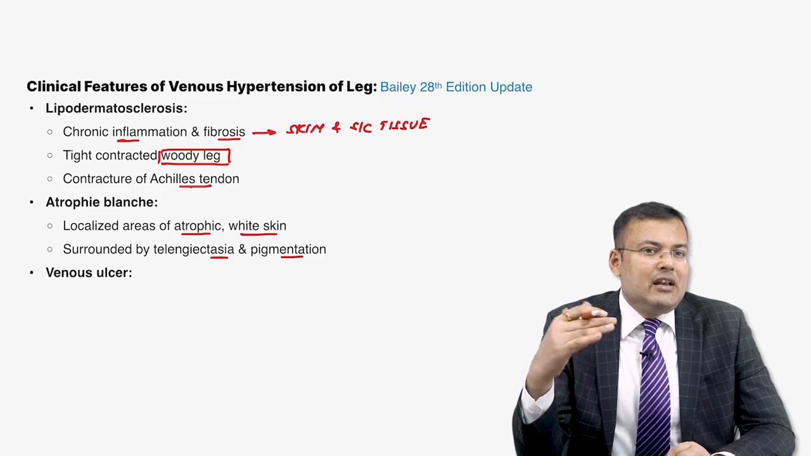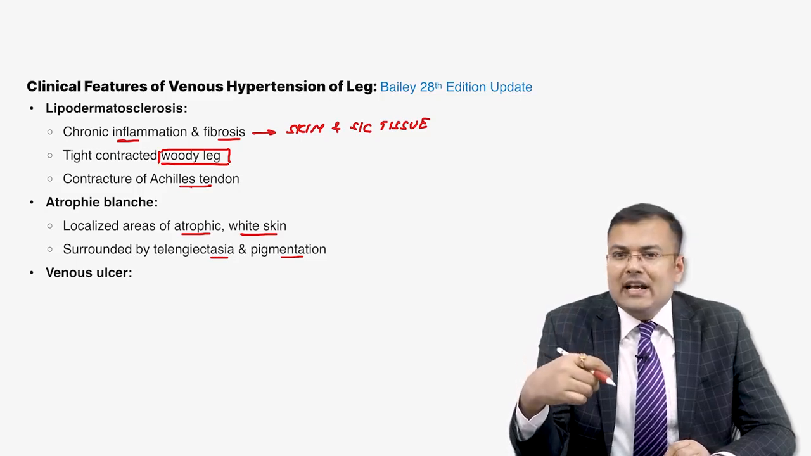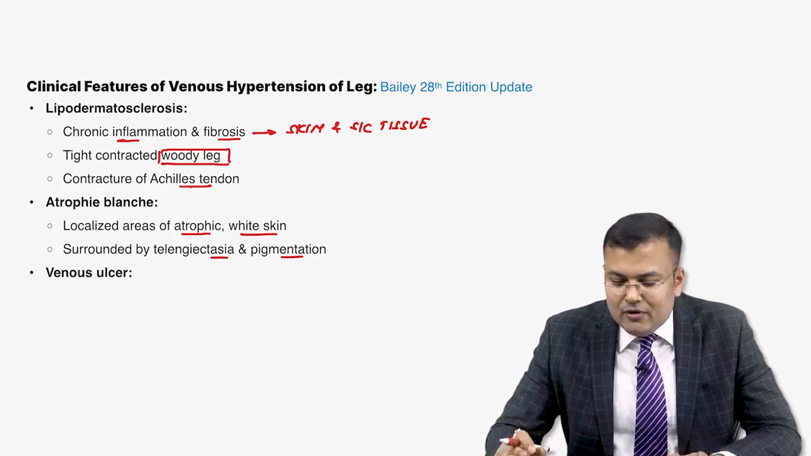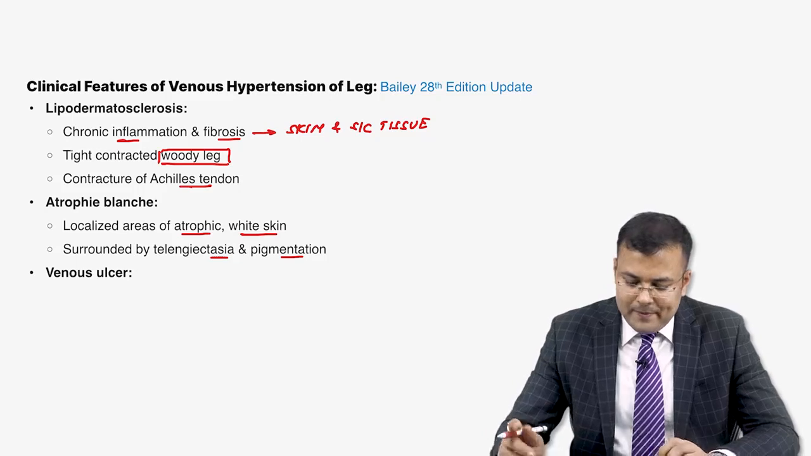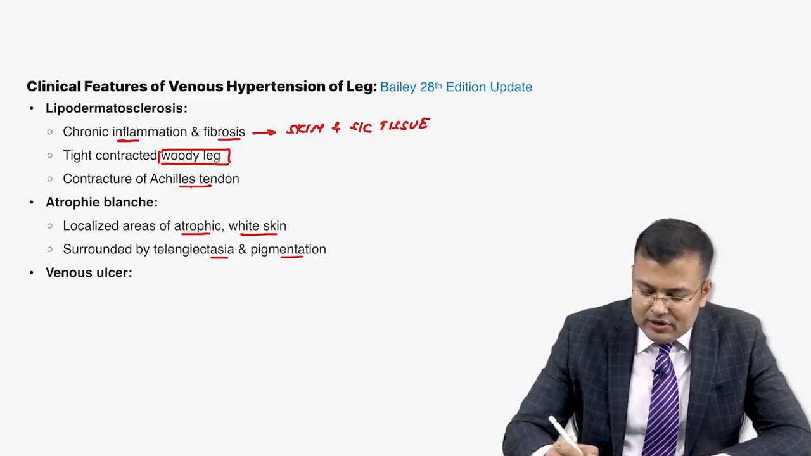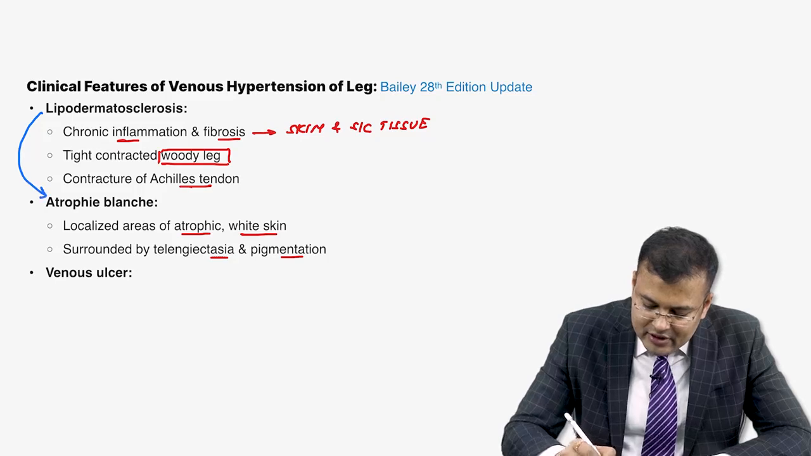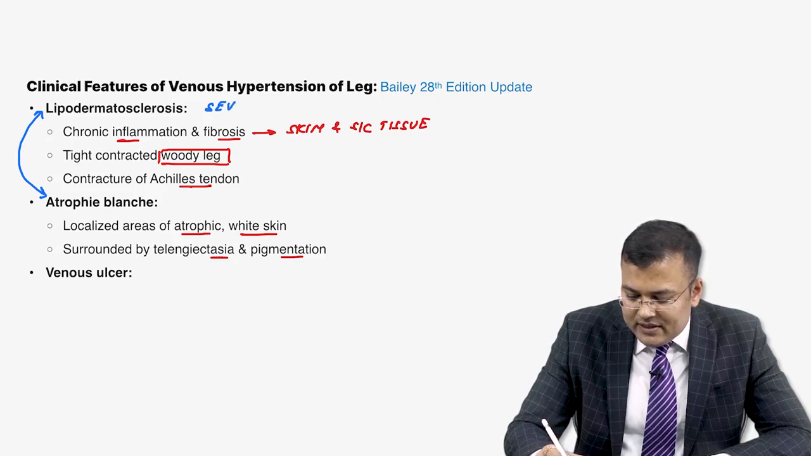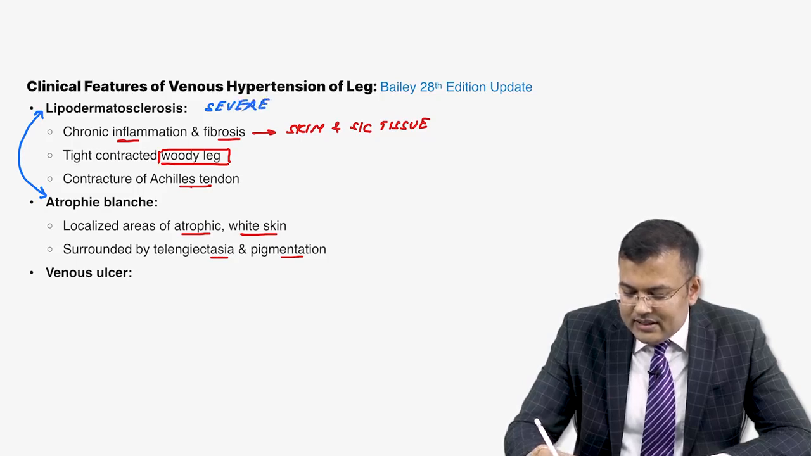Let me tell you, lipodermatosclerosis as well as atrophie blanche, both of these are signs of severe chronic venous disease.